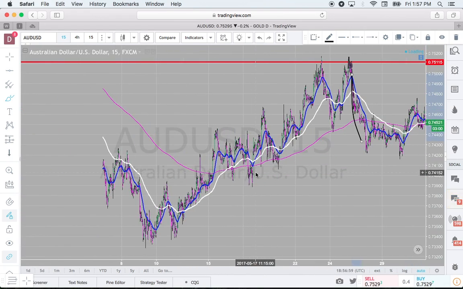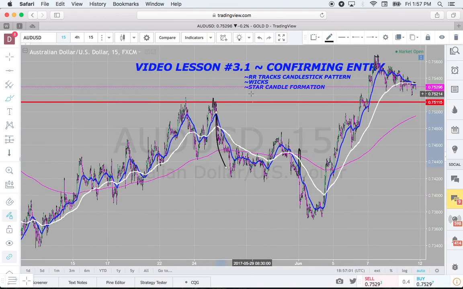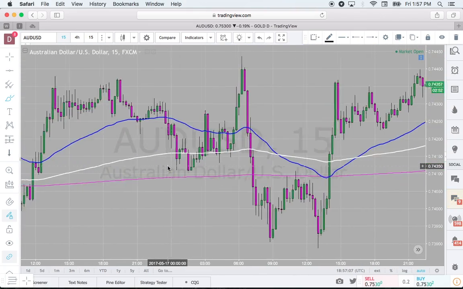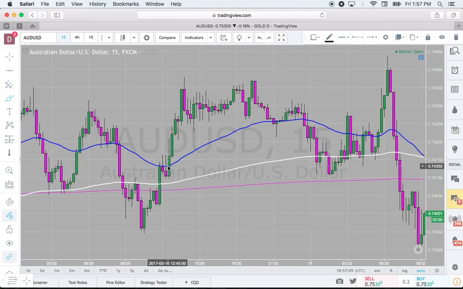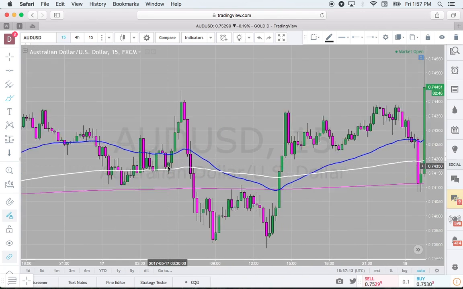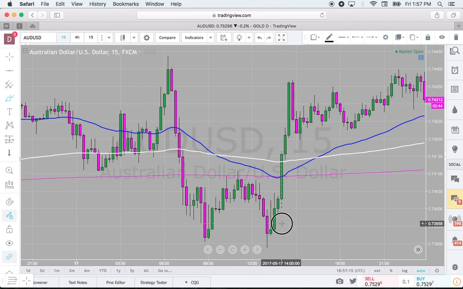Our next is the star candle formation. Now stars are a bit different. Here is somewhat of a good example of a star. It's not a great example.